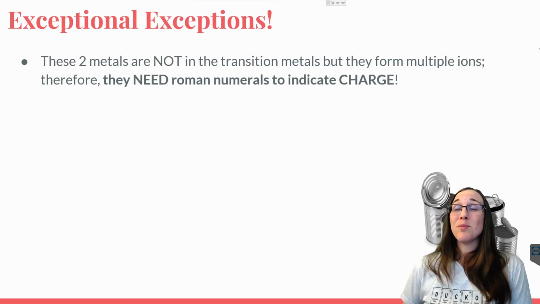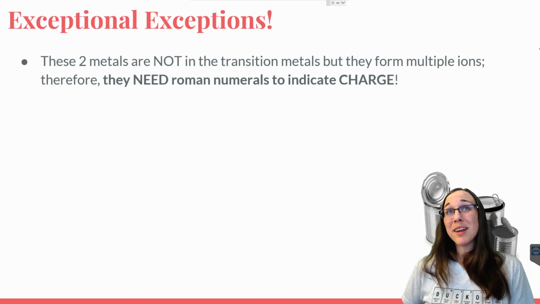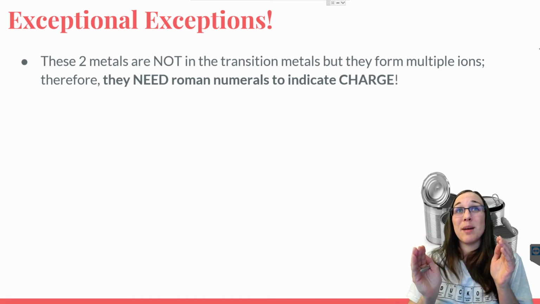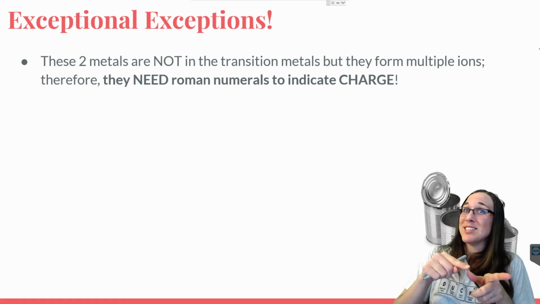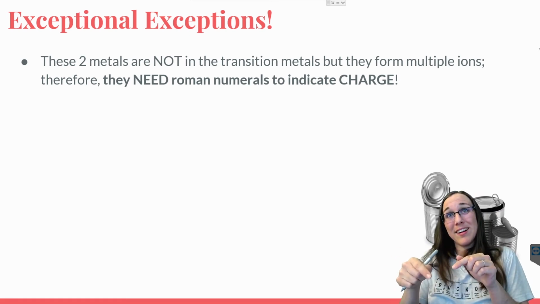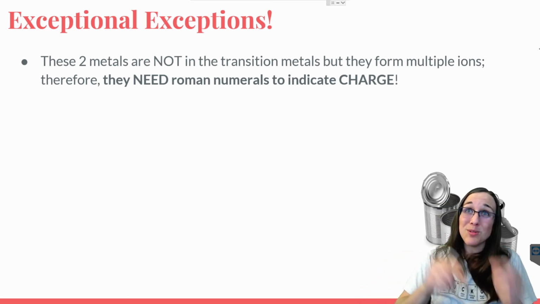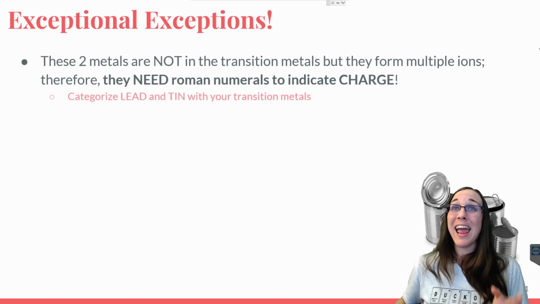Of course, there's more than just one exception. There's also the reverse exception here, where there are two metals that are not in the transition metal range on the periodic table, but they do transition their charge. So they act like a transition metal, they're not in the transition metal area on your periodic table, but you do have to show Roman numerals because they do transition their charge. And those two problem children happen to be lead and tin.